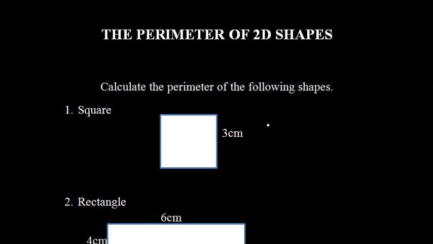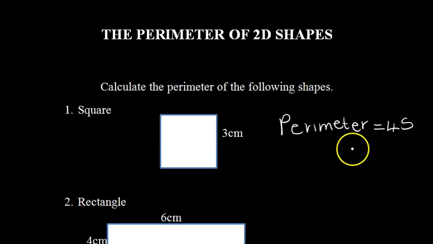Okay, now here we are required to calculate the perimeter of the following shapes. Right, number one is a square. How to calculate the perimeter of a square? Okay, all the dimensions of the square are 3 centimeters. Now, the formula that we use in order to calculate the perimeter of a square is perimeter is equal to 4 sides.